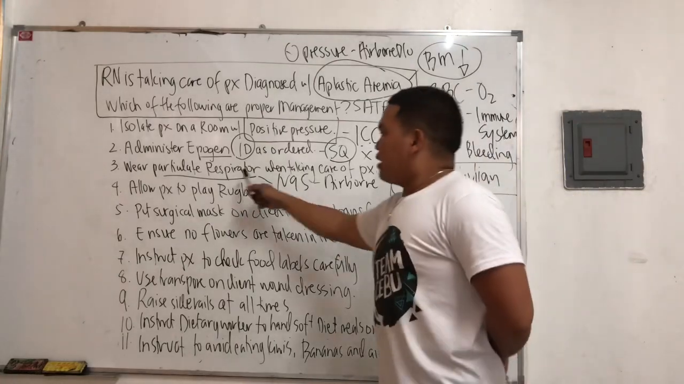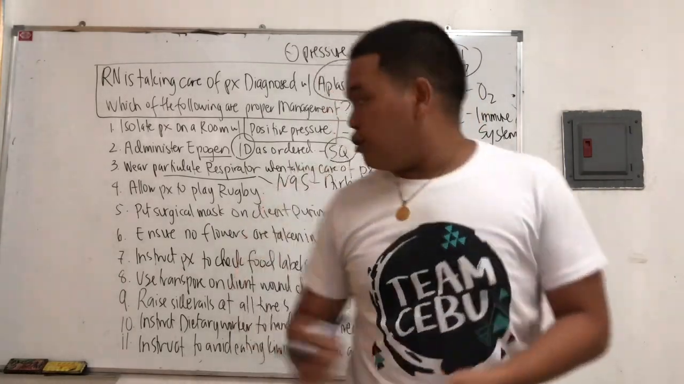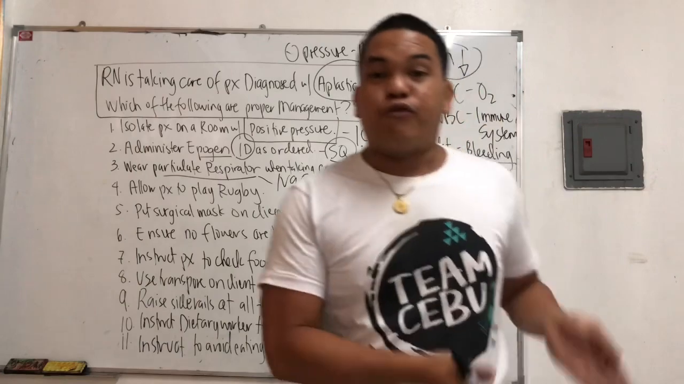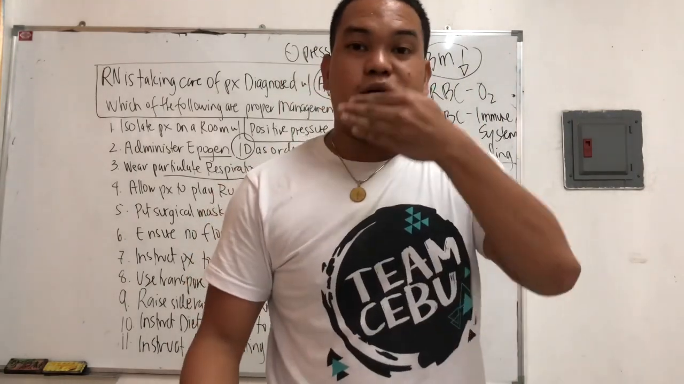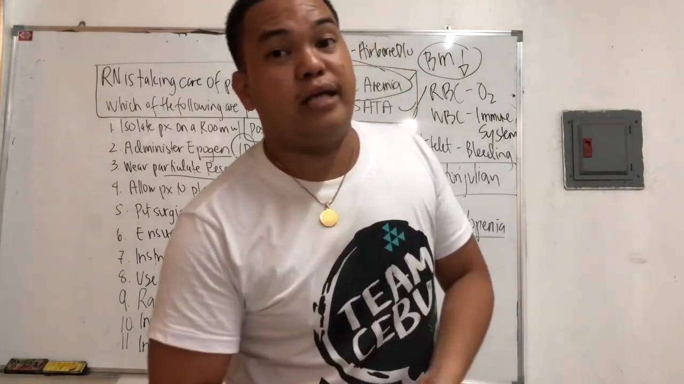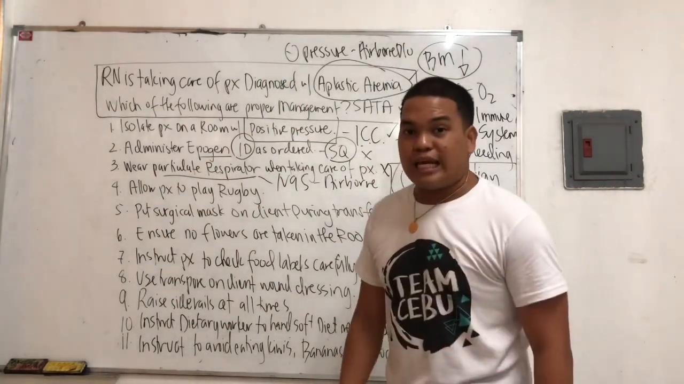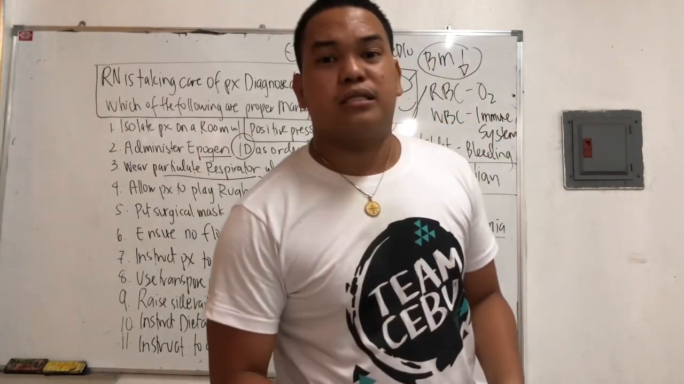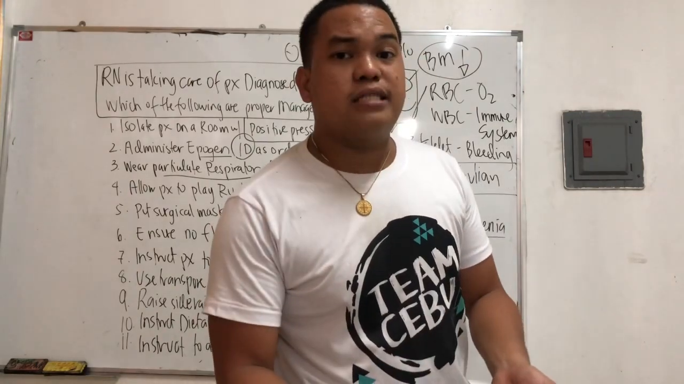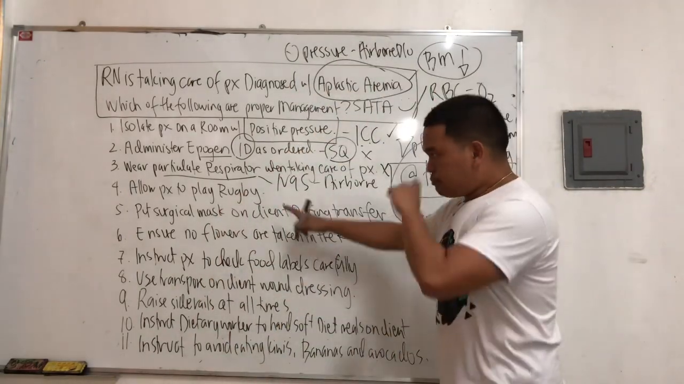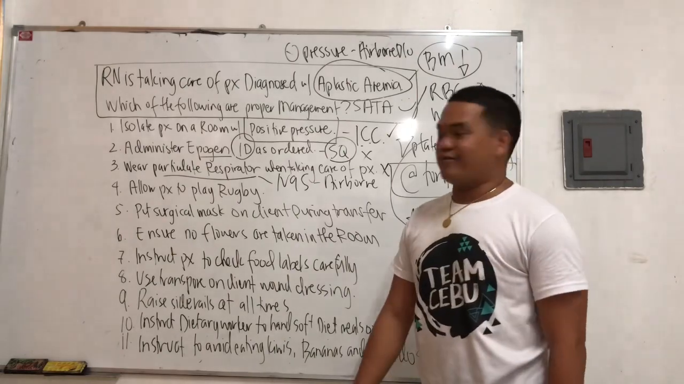So therefore, guys, a particulate respirator, when you use it on the client as a nurse, if you enter the room and use a particulate respirator, that will only be a waste of resources. So this option is wrong, because most likely the correct answer is you wear a surgical mask, a regular mask, for the patient. Now, allow patient to play rugby.